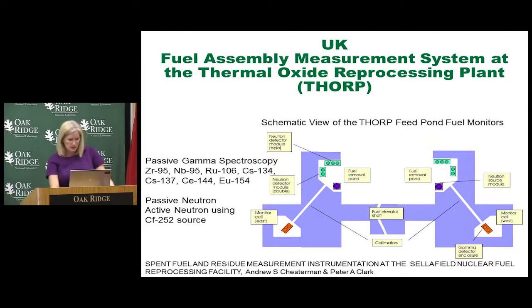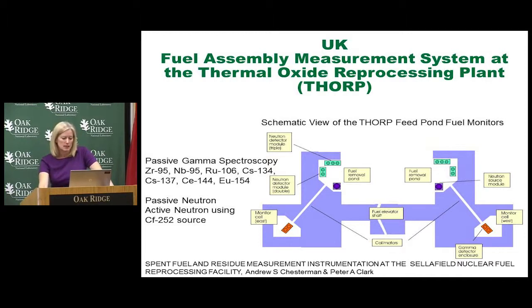This is the type of thing that's done in the UK at their Thorp facility. They have neutron measurements and passive gamma spectroscopy. They're measuring fairly spent fuel, but they measure all these fission products, and they claim that they can determine initial enrichment, burnup, and cooling time. And they also do a passive neutron and an active interrogation using a californium-252 source.